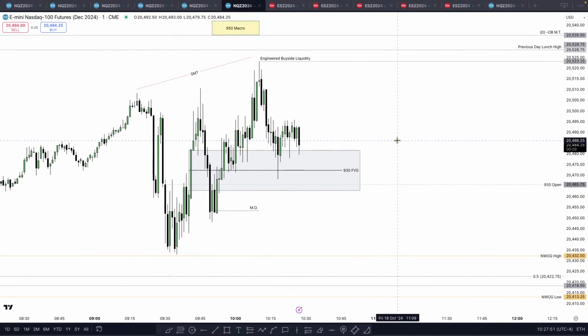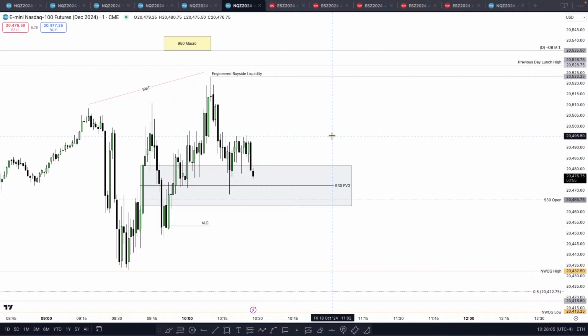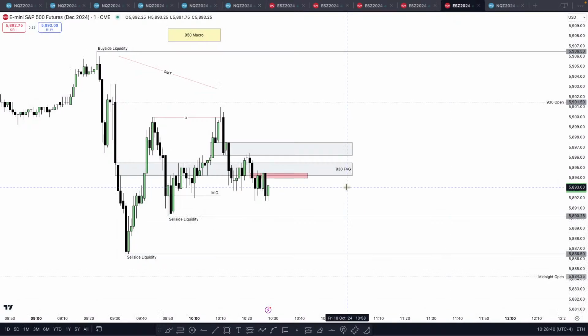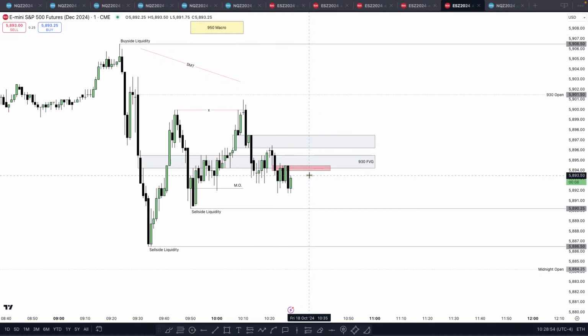Let's check in on our friend Naz. Just being a brat, it doesn't want to go below the 930 fair value gap yet. Okay, I prefer ES's structure here as opposed to NASDAQ. Again, there should be no reason for ES to come back up here if we're going to go lower. And if we close above the 930 fair value gap, I'm going to get off.